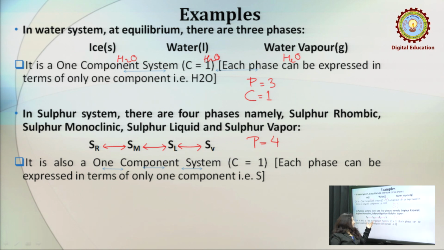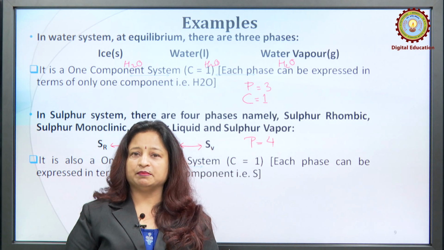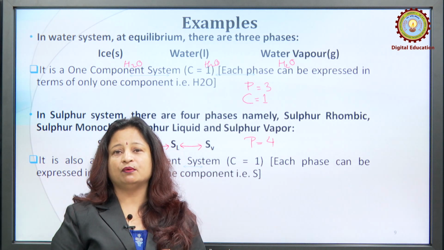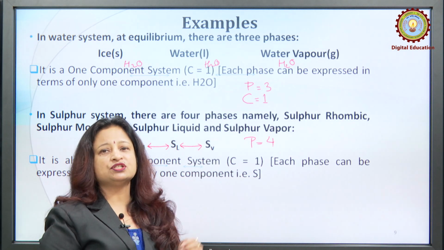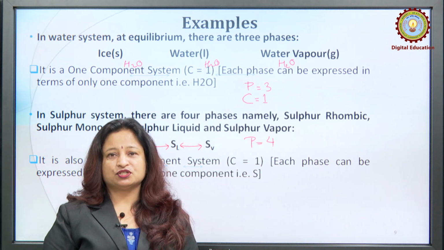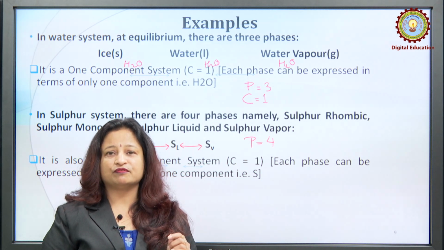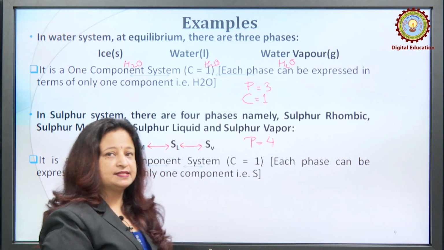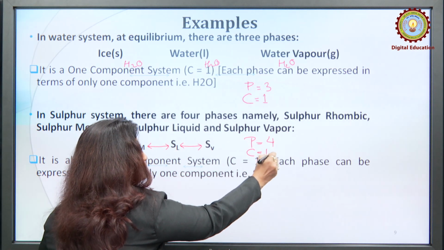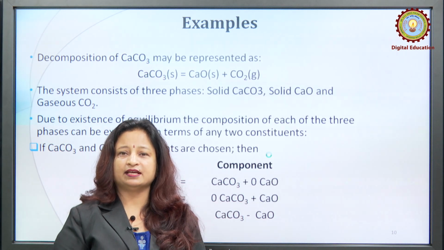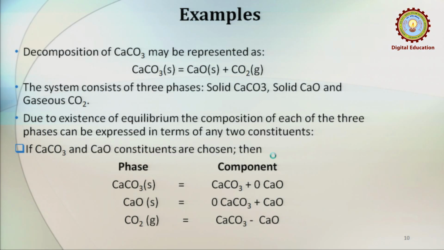But the composition of sulfur rhombic can be represented by sulfur only. The composition of sulfur monoclinic can be represented by sulfur only. Similarly, the composition of sulfur liquid can be represented by S only, and likewise the composition of sulfur vapor can be represented by sulfur only. So only one chemical constituent is required to express the composition of each phase present in the system. Therefore, C is equal to 1. So it is also an example of a one component system. So here we can see how we can directly express the number of components present in the system.